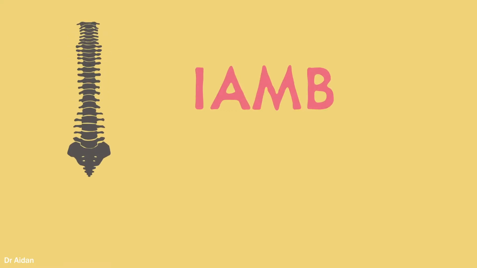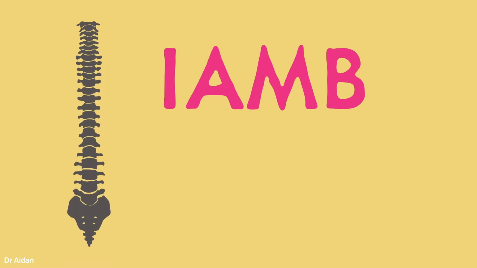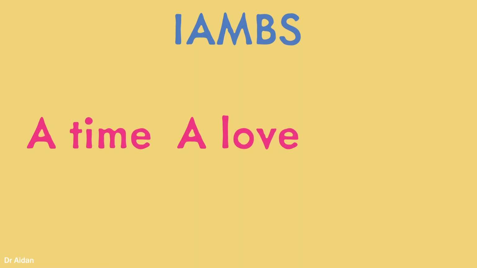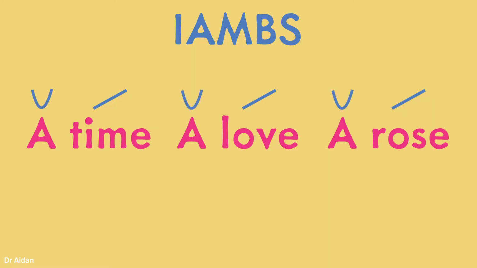The main backbone of an iambic line is, as you might expect, the iamb. It's made up of two syllables, a syllable being a single vowel sound, and has more stress on the second syllable than on the first. Examples of iambs might be a time, a love, a rose. You can hear that more stress falls on time, love and rose than on the word a.